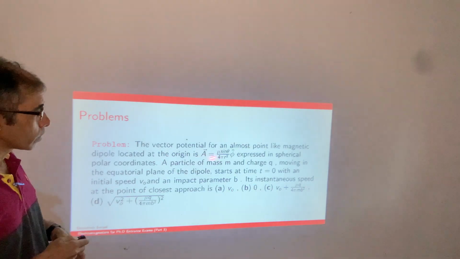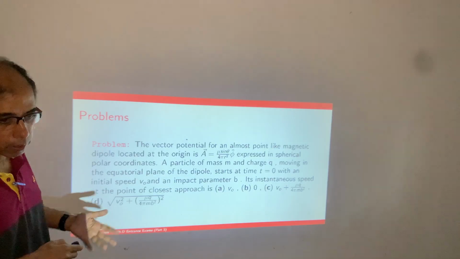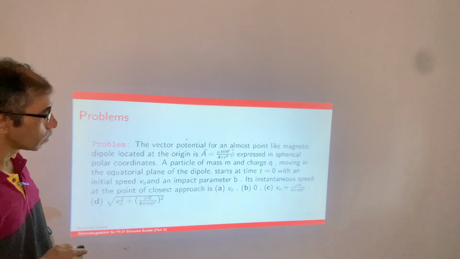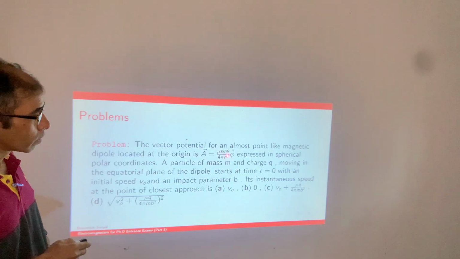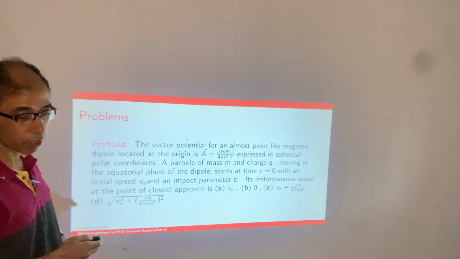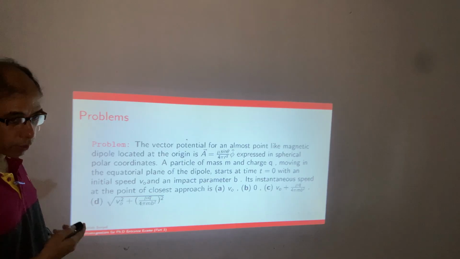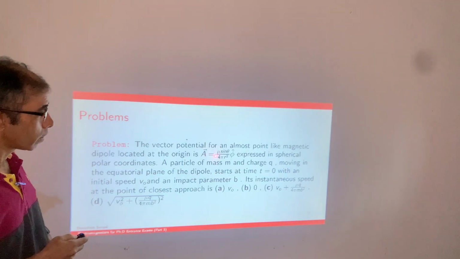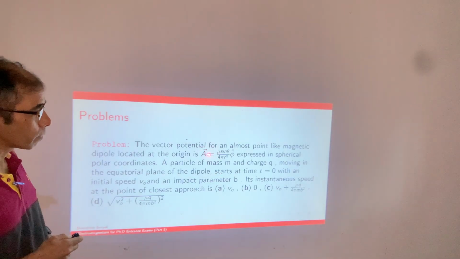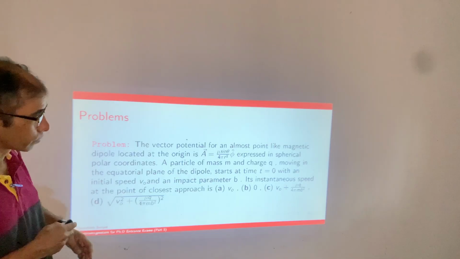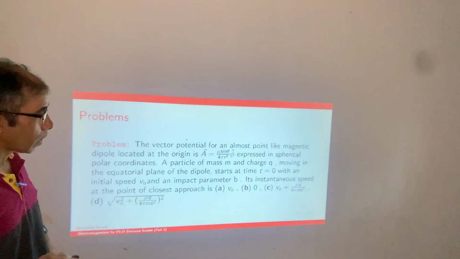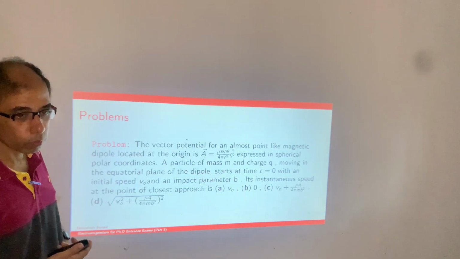Remember, this is a magnetic dipole, so what you have only is a magnetic field. There is no electric field, there is only a magnetic field. The magnetic field you can find out by taking the curl of this. And we know that a magnetic field does not do any work.